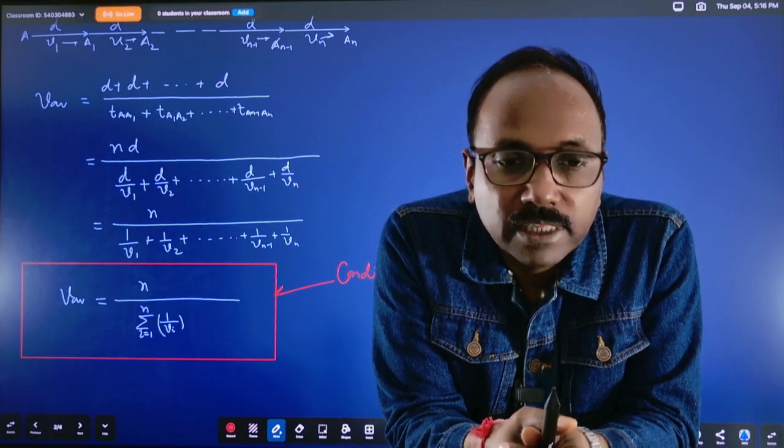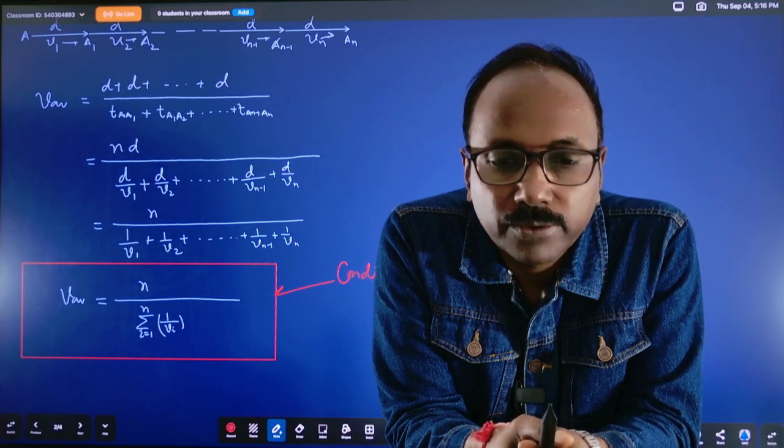But try to work with this equation. This equation is important for you to save time in exam.